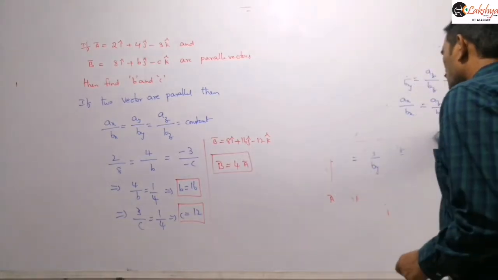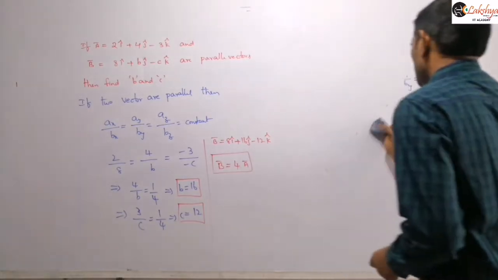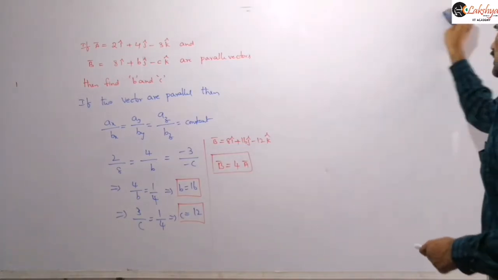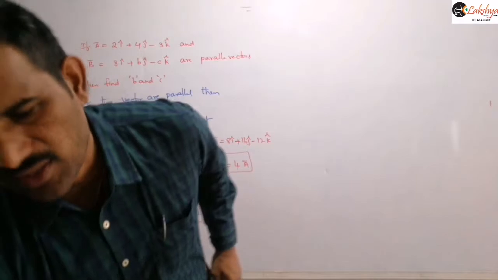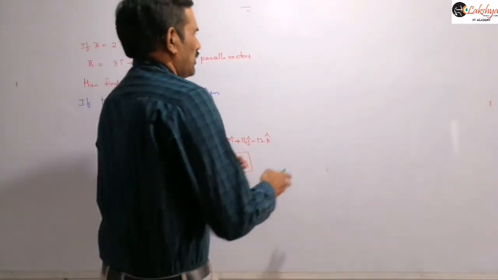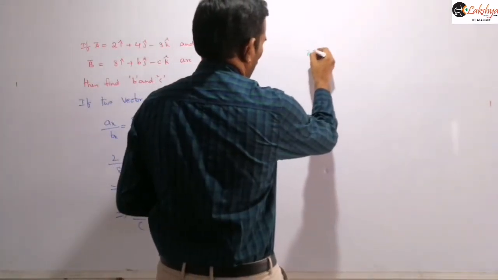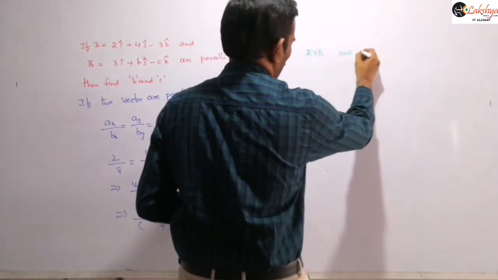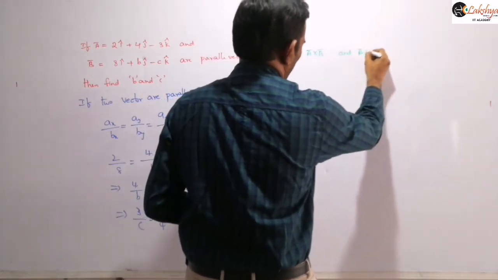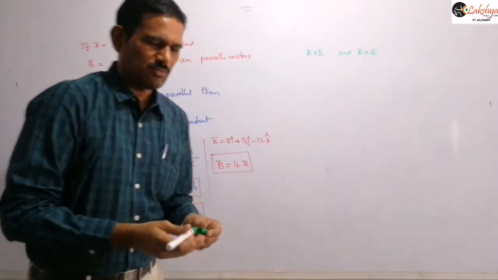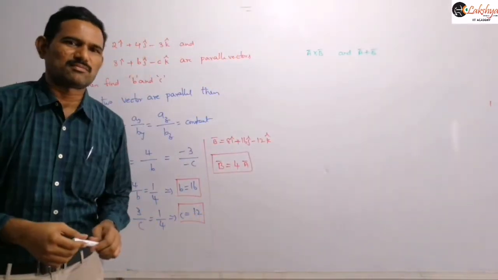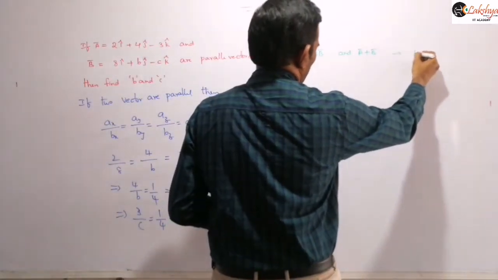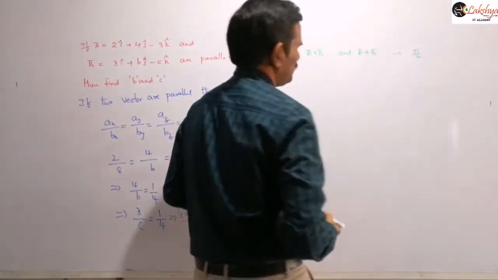And there will be some other simple problems based on the product of two vectors, which you can solve easily. Simple questions like: what is the angle between A bar cross B bar and A bar plus B bar? The angle between them will be equal to pi by 2.